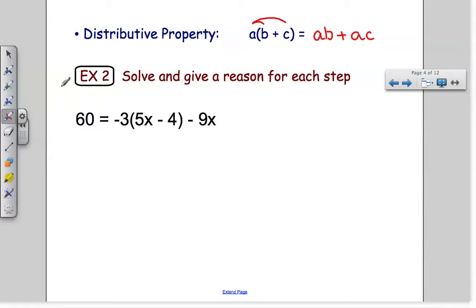Alright, again, solve and give a reason for each step here. This is the problem that's given to me. That's your reason for starting.